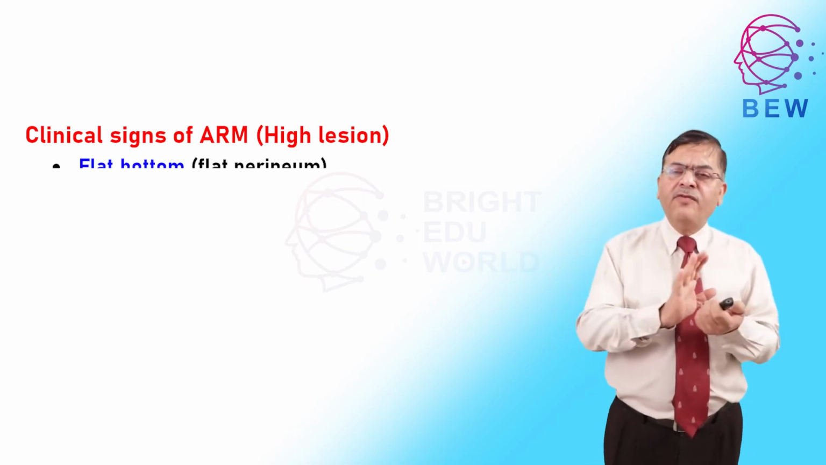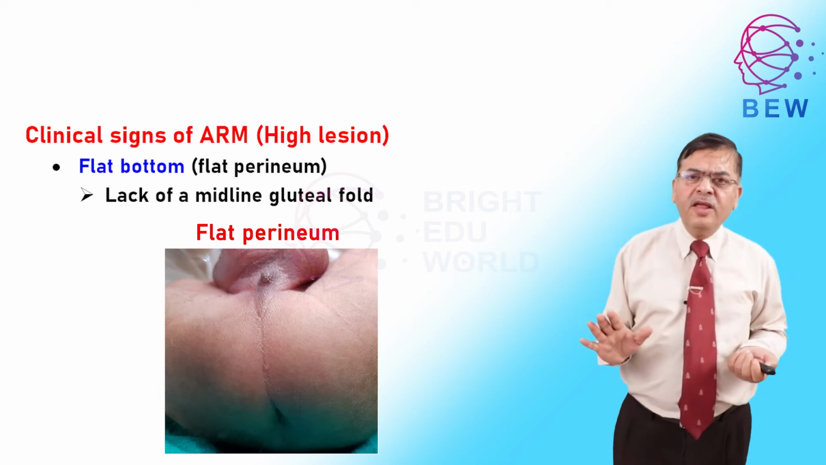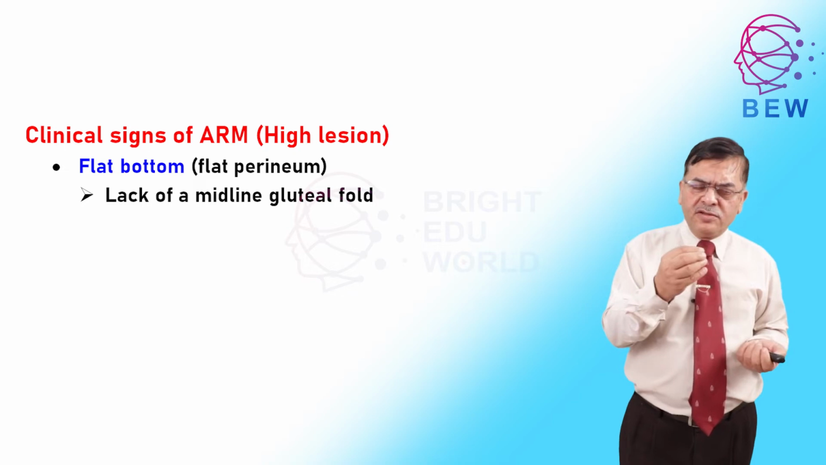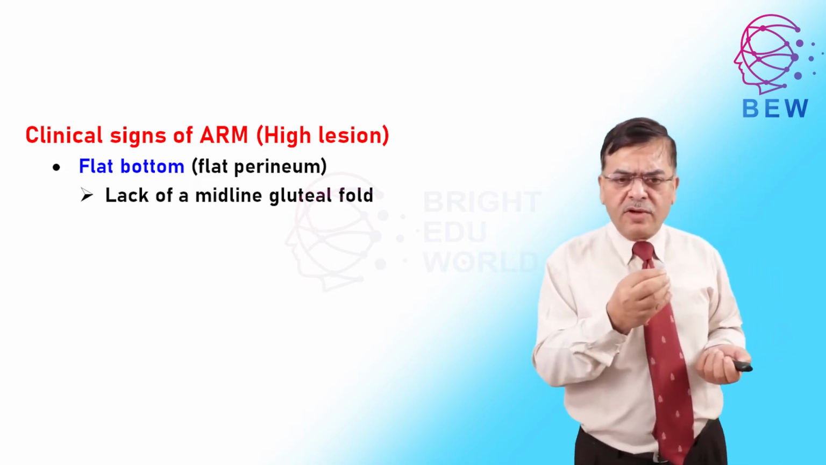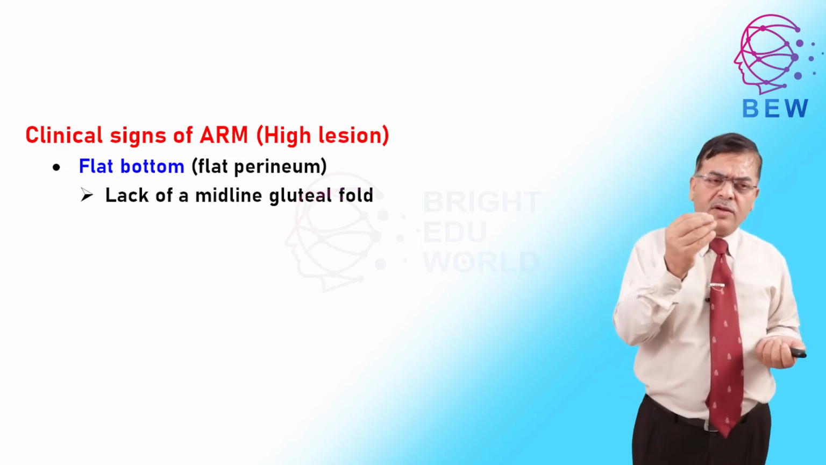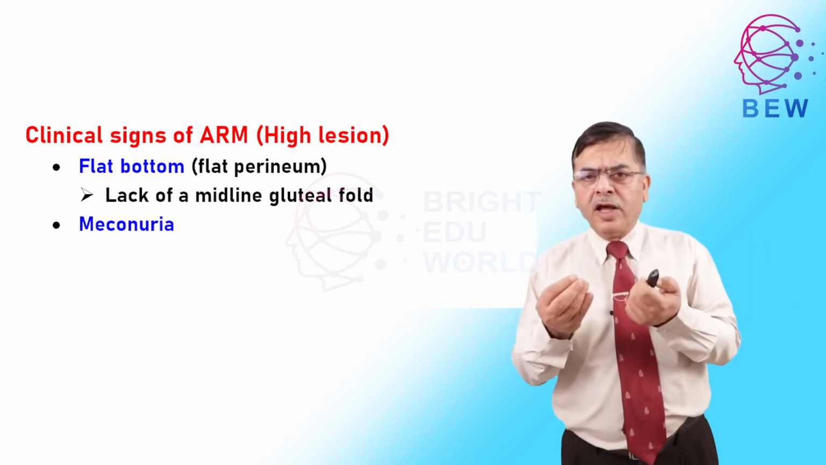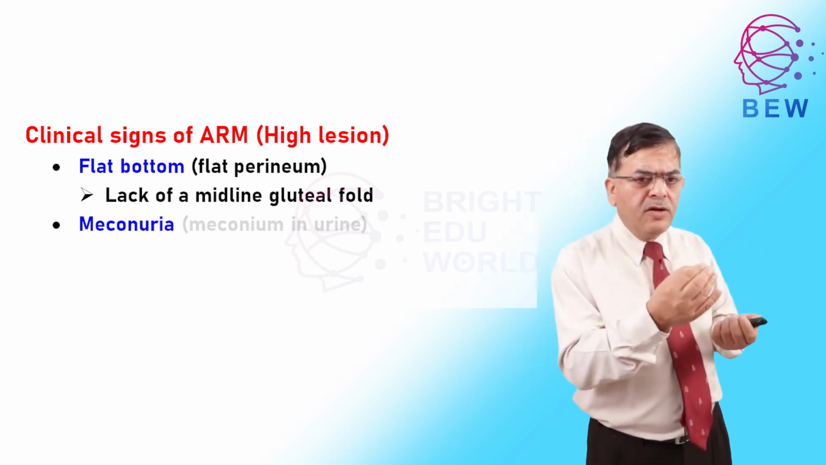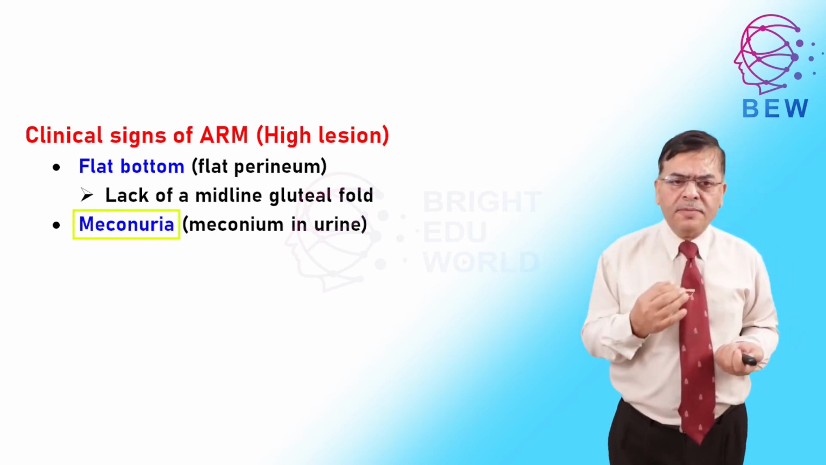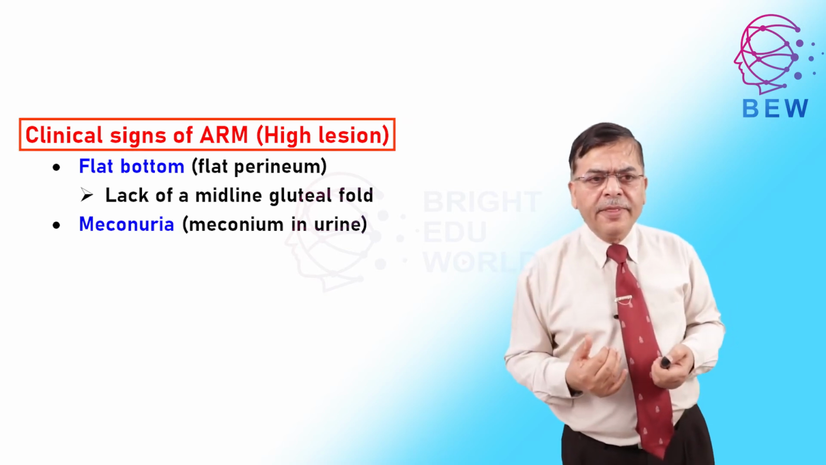So the perineum is flat. There is not even a gluteal fold visible in the perineum, and since these children with an ARM will generally have a fistula into the urinary bladder, they will have meconuria. That means meconium is coming into the urine. Meconium in the urine, also called meconuria, suggests that there is a high ARM.